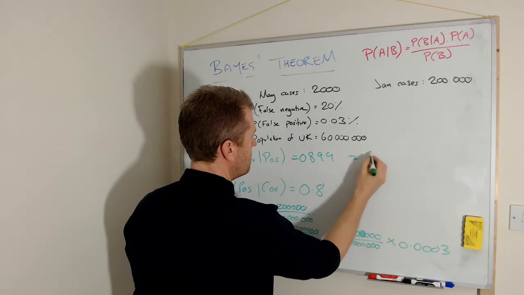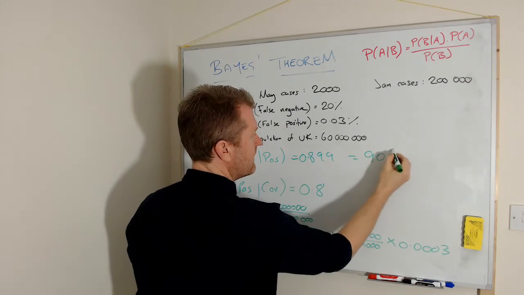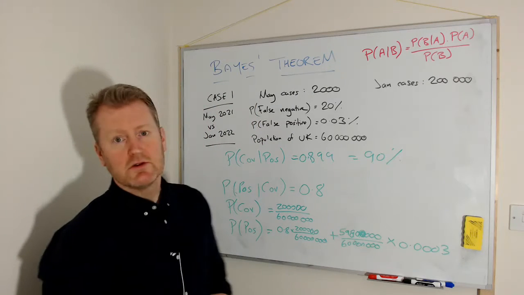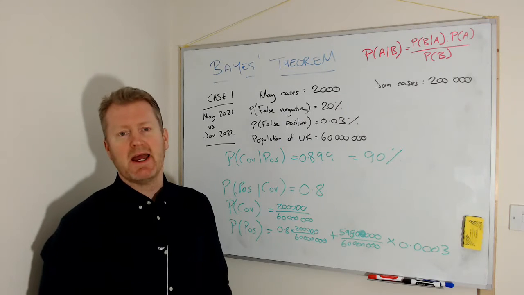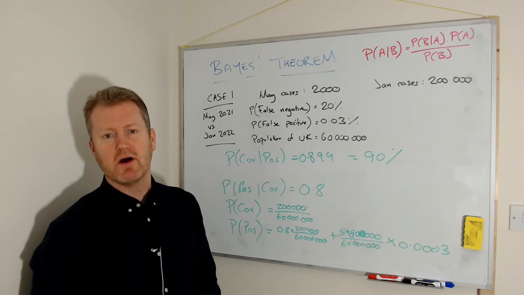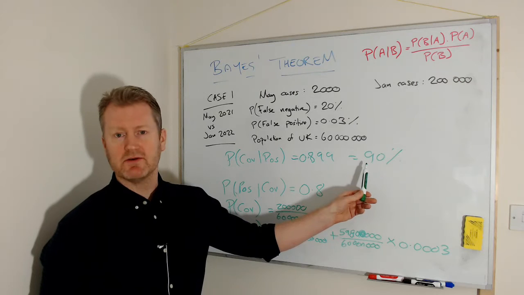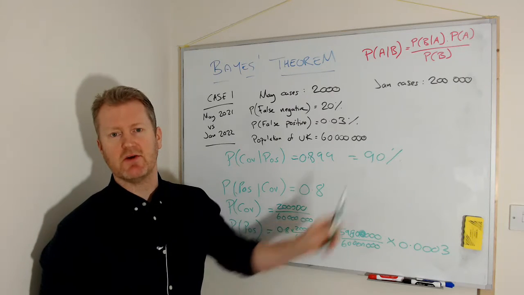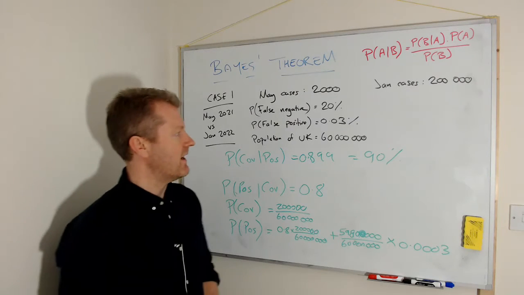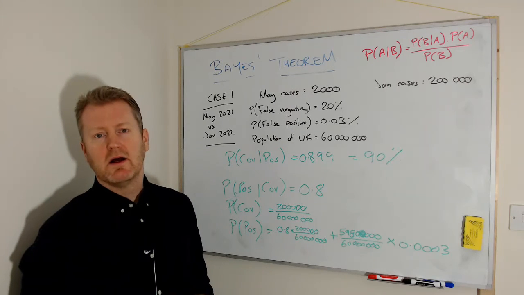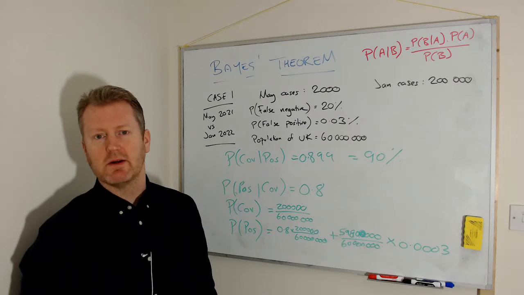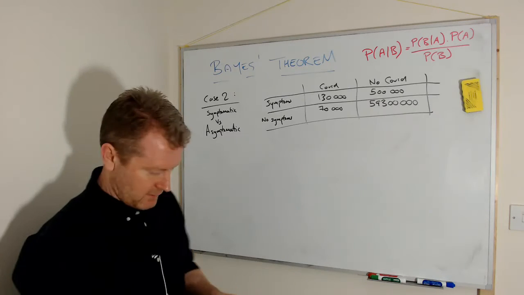0.899, which equals 90%. Okay, so if we're just relying on lateral flow tests, in last May they would have been pretty unreliable, but now if you get a positive result, there's a 90% chance you have COVID. All right, so yeah, it looks like using this data, the government is justified in not requiring the PCR tests.